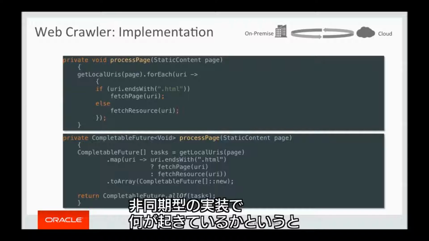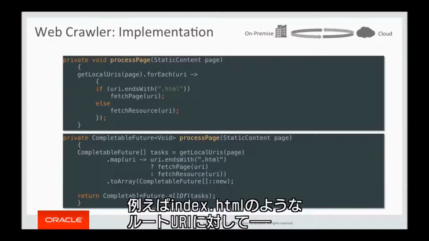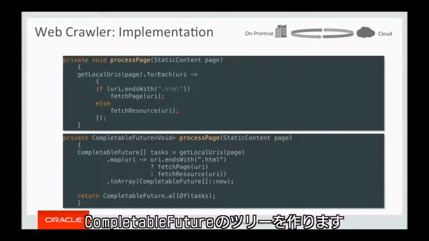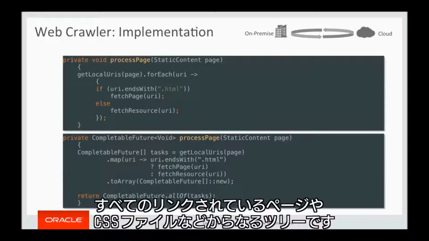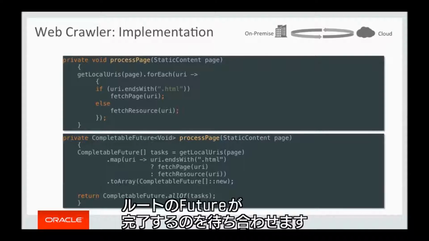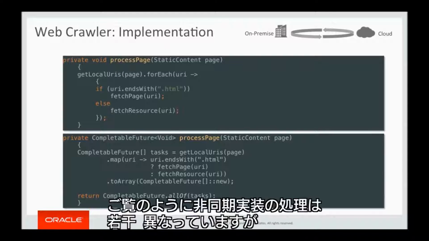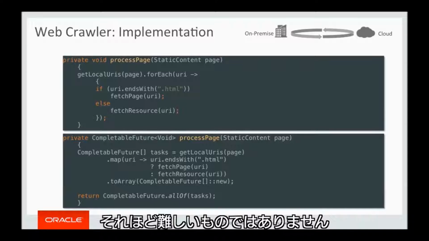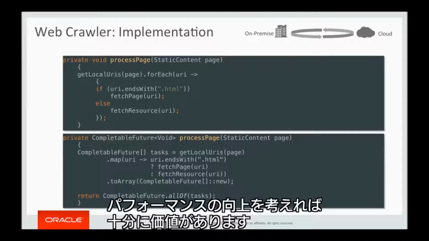So basically what happens in the async implementation is, for a given root URL, like index.html, we will create a tree of CompletableFutures for all the linked pages, CSS files, etc. And we will wait for the root future to complete, and the root future will complete once all of the child futures in the subtree are completed. So as you can see, it is a little bit different than doing things synchronously, but it is not that much more difficult, and the performance benefits are definitely worth it.